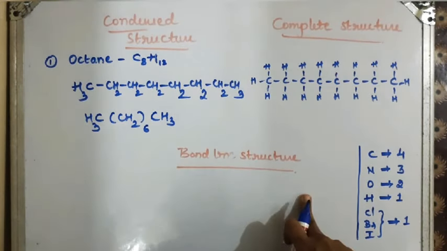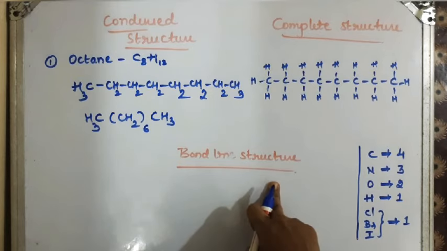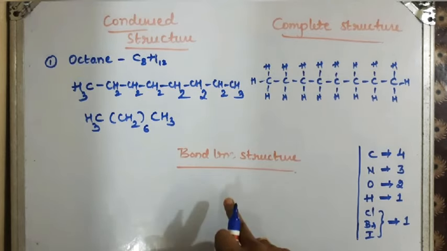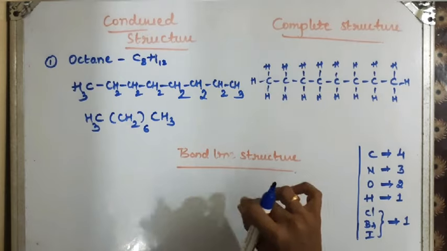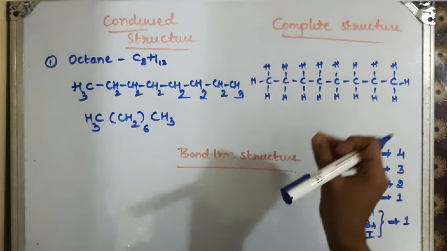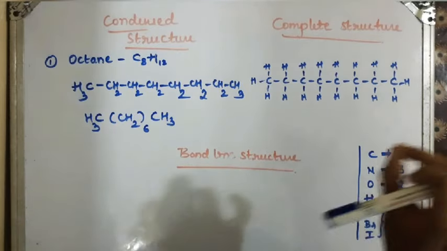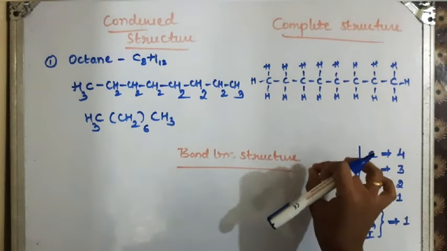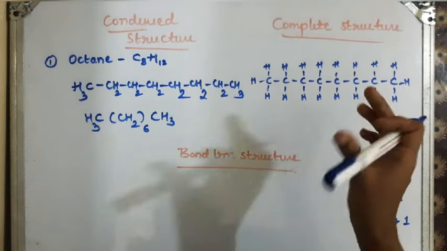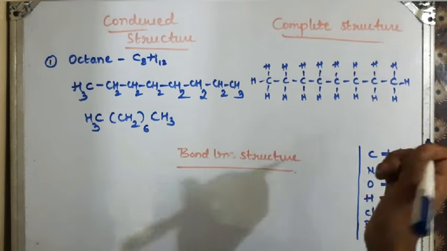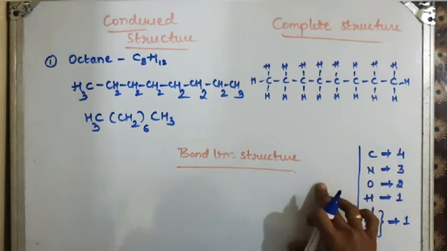Now how do we write the bond line structure? We should not write the carbon and the hydrogens attached to the carbon atoms. We just have to show the bonds between the atoms. If heteroatoms are there, we have to mention them. If functional groups are there, we have to mention them. If substituents are there, we have to mention them.